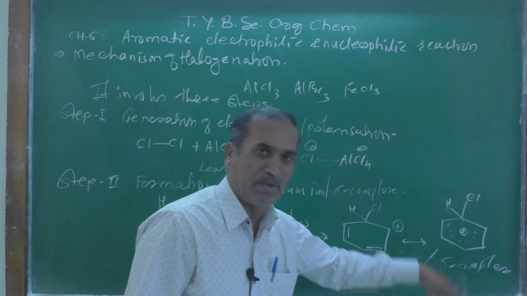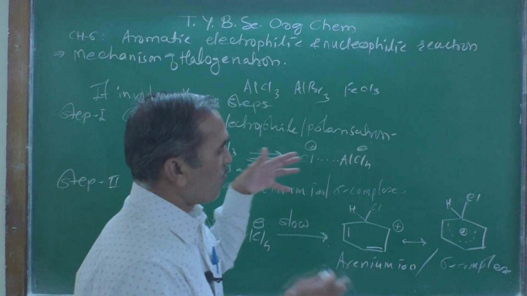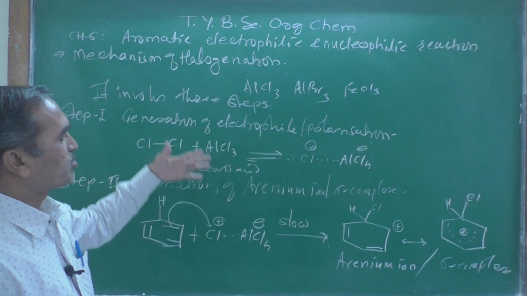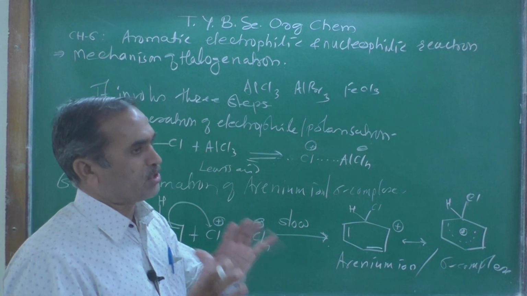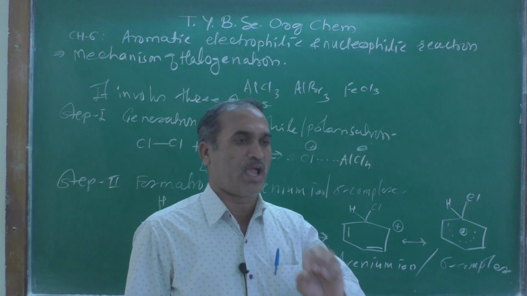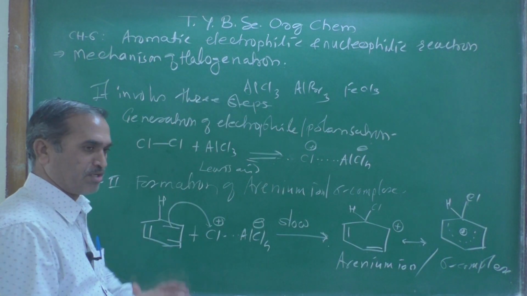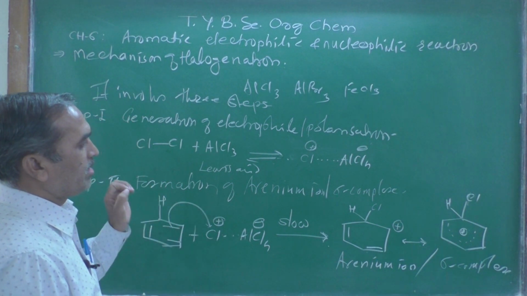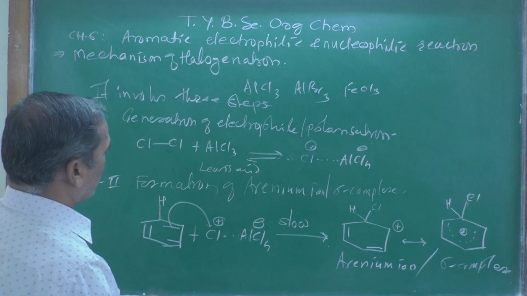This is the intermediate. This intermediate is difficult to form, but it is formed due to the presence of that Lewis acid. If Lewis acid is not used in such a reaction, there will be no halogenation reaction. Remember, this is a highly important and prominent point in this case. So remember that one now.